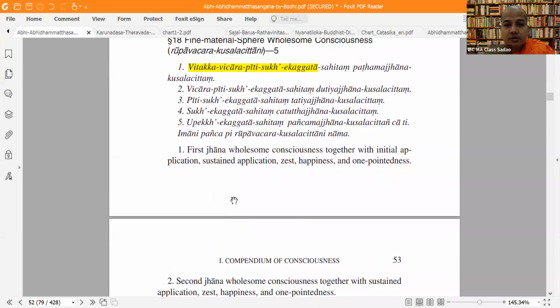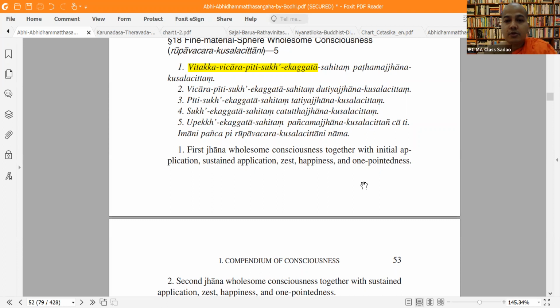Now, what it says here is that the first rupavacara citta is associated with the first jhana, called first jhana citta, rupa jhana. In this you have vitakka, vicara, piti, sukha, ekaggata. Five factors are present here. In the English translation, vitakka is translated here as initial application. Normally, vitakka refers to thought, right? In Pali, vitakka refers to thought. For example, kama vitakka, avyapada vitakka, avihimsa vitakka: thought of sensuality, thought of ill will, thought of cruelty, right? Nekkhamma vitakka, thought of renunciation.